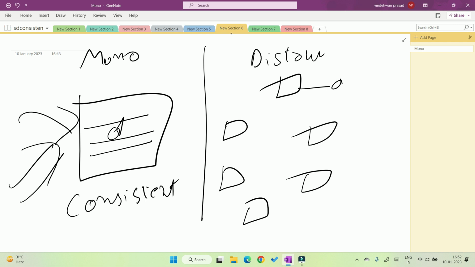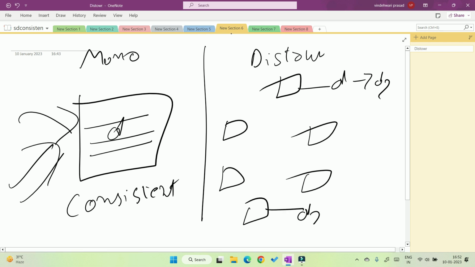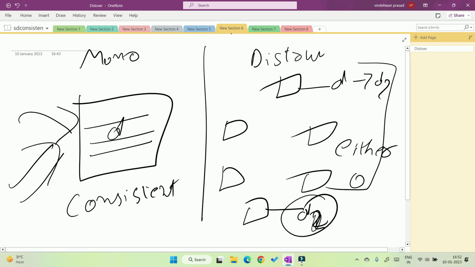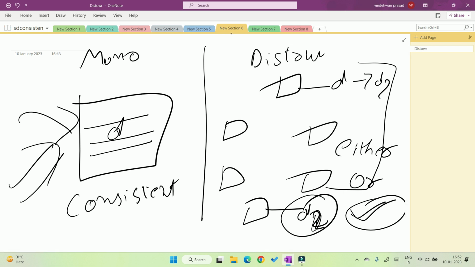If you change D to D2, the same data is present here. D is present, so we have to change this data also to D2. So there are two ways. The first one is to stop the whole system to change the data, and the second way we will discuss in upcoming videos. But before that, we have to go through some other things, some examples.